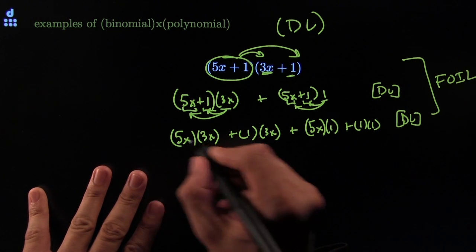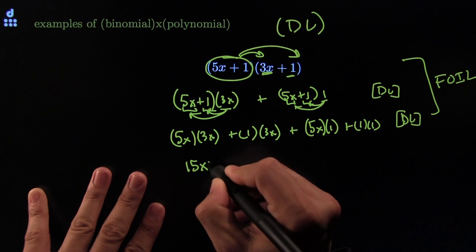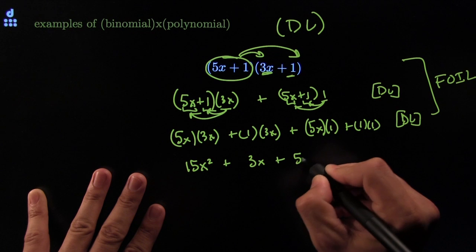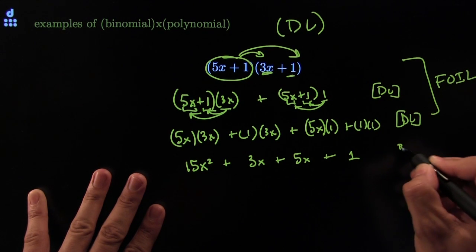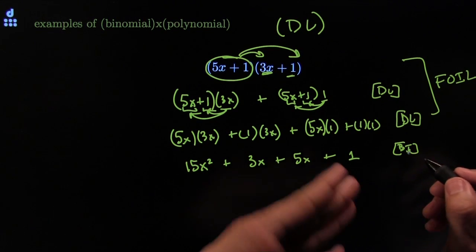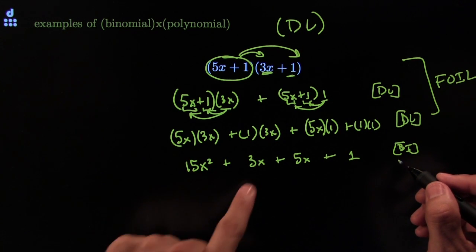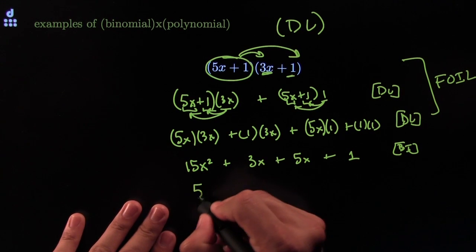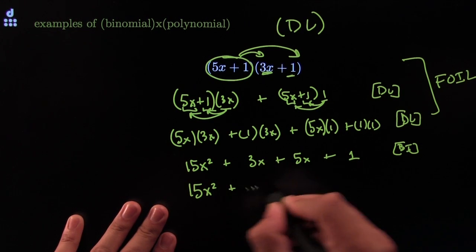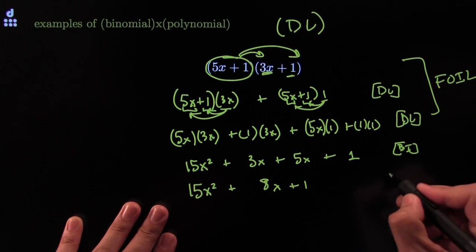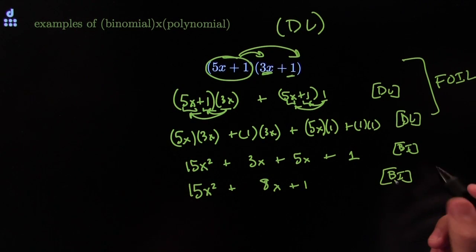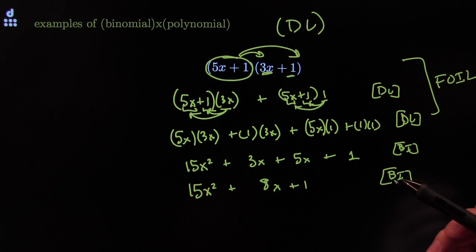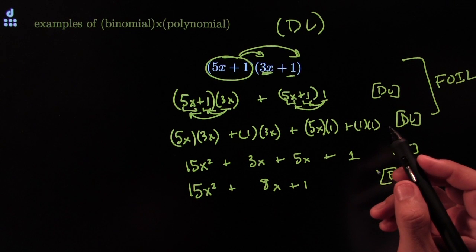This will give me a total of 5x times 3x, that would give me 15, and x times x would give you x squared. A 1 times a 3x would just give you 3x. So 5x times 1 would just give you 5x. 1 times 1 is just 1, and then you're pretty much done. It's customary to simplify if you can. In this case I have 2 like terms, an x and an x, so I could combine them and say this is 15x squared plus 8x plus 1, and there you go. Beautiful. This is using the distributive law a couple times. That's one way to do it.